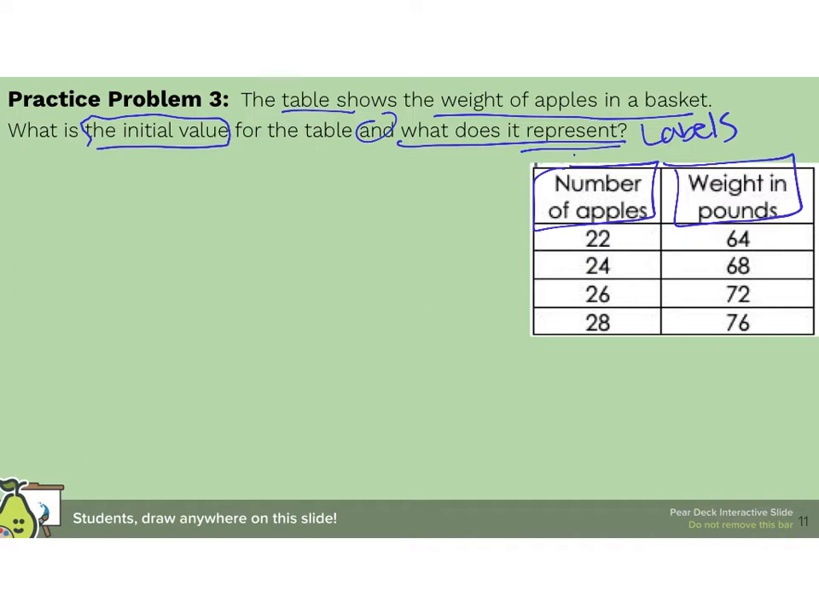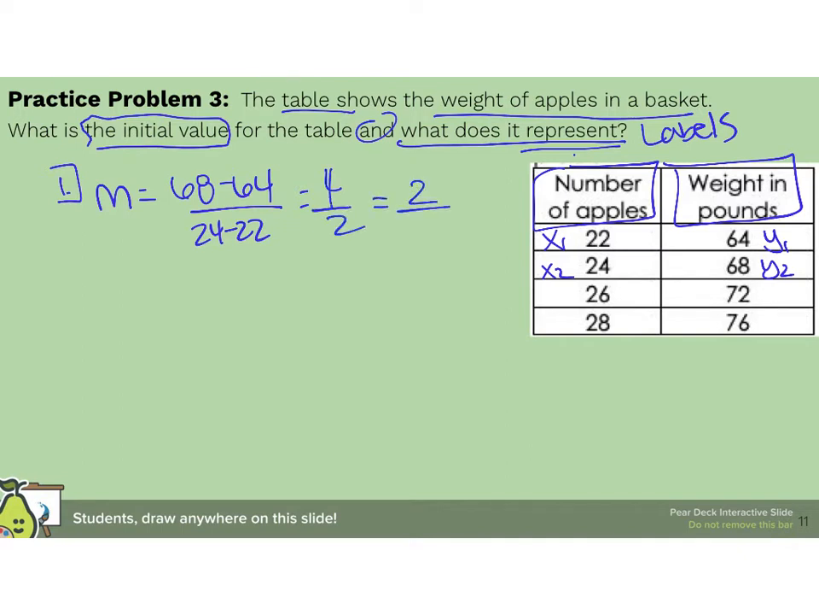So initial value, step 1, slope. M equals, I'm going to use the first 2 points. So 68 minus 64 over 24 minus 22. Looks like 4 over 2, so the slope is 2 over 1.